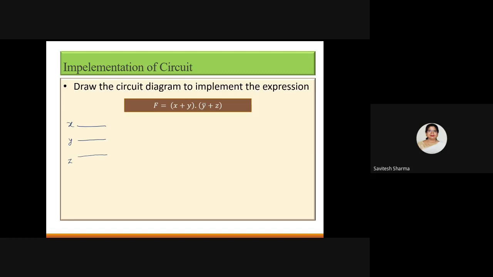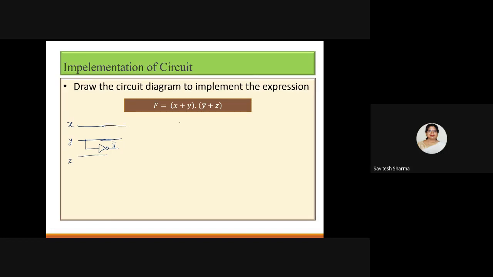Next you see if any inversion is required, whether any variable is inverted or not. In this expression, I need y bar. Y bar means I need to complement this y. So this is the complement signal I will get if I give this y to the inverter. Now I have the required variables.